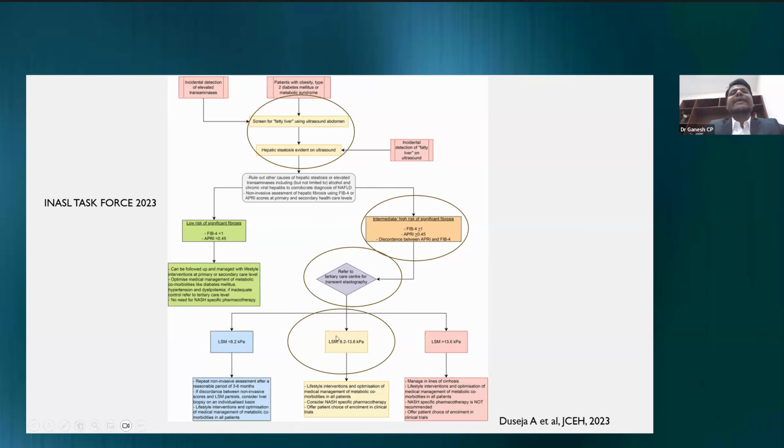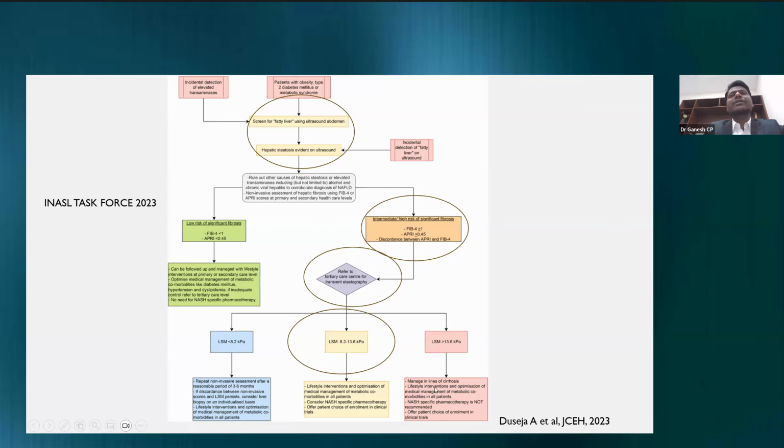The result comes with two reports. One is CAP, which measures steatosis, and the other is LSM. If the LSM score is 8.2 to 13.6, those candidates merit treatment with pharmacotherapies. Apart from that, if the score is less than 8, or if the score is more than 13.6, giving pharmacotherapy is not going to be helpful for these patients.